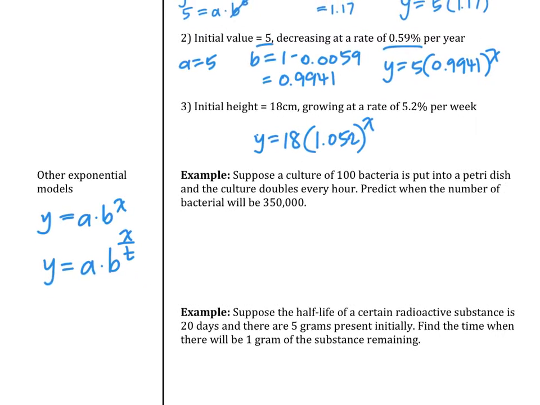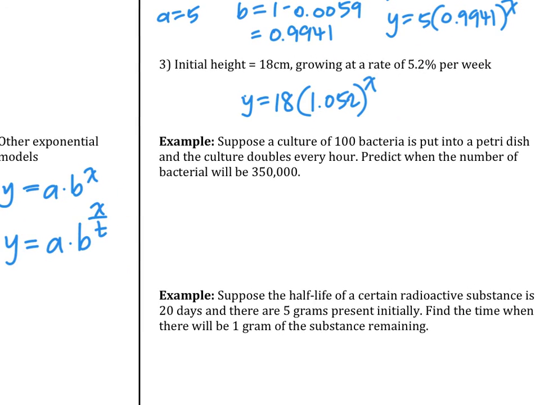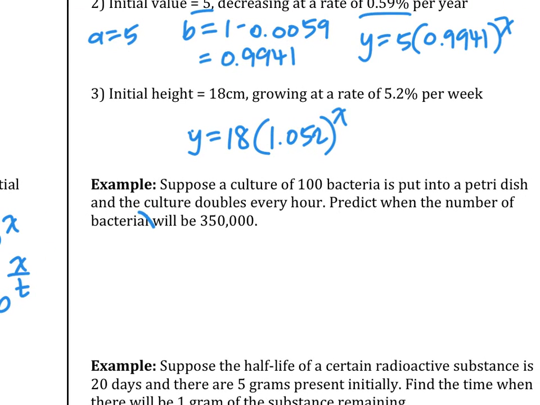So for example, this question says, suppose a culture of 100 bacteria is put into a petri dish and the culture doubles every hour. Predict when the number of bacteria will be 350,000. Well, this one is going to double every hour, so this is still the basic equation. You put 100 bacteria into a petri dish, and this bacteria is going to double every hour.